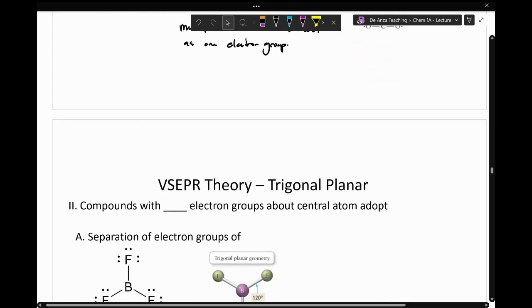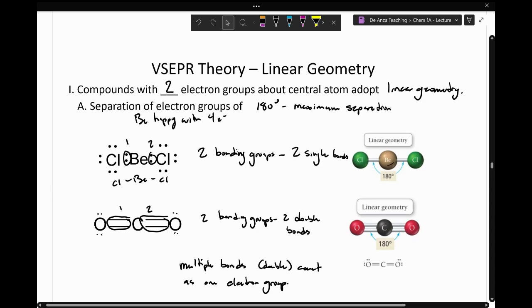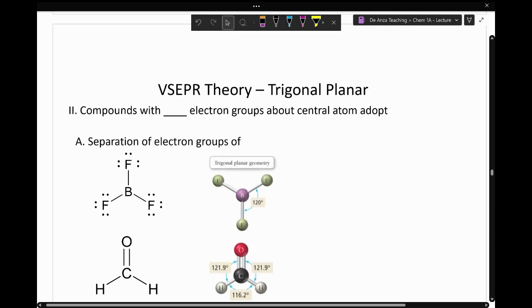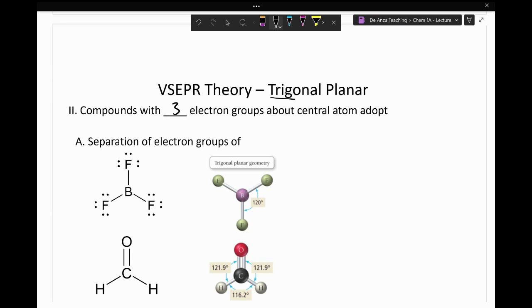And so that is our linear geometries when we have 2 electron groups. And right now we're kind of restricting ourselves also to 2 bonding groups. Next, we're going to look at compounds with 3 electron groups, and we say that these adopt a trigonal planar geometry.